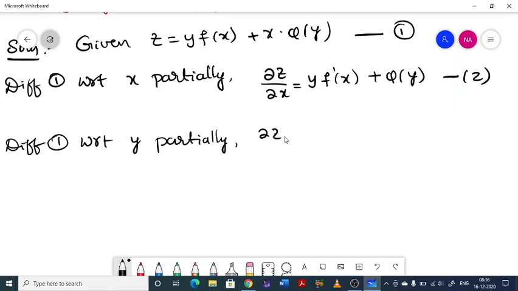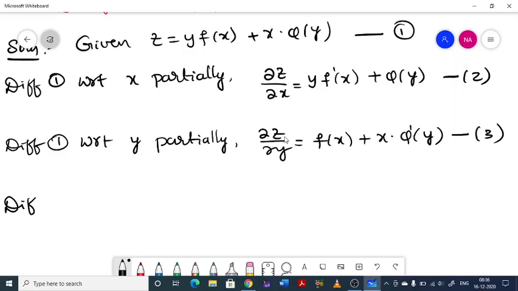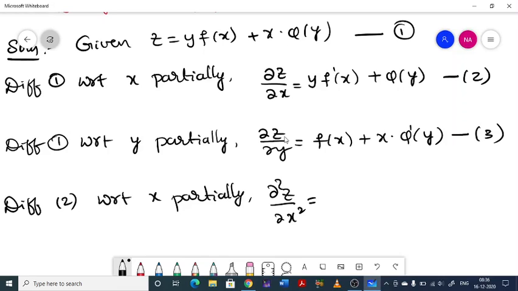So I'll get ∂z/∂y equal to f(x) plus x into φ'(y). From equations 2 and 3, eliminating φ and f is difficult, so let us go for higher derivatives. Differentiating equation 2 with respect to x partially twice, I'll get ∂²z/∂x² equal to y into f''(x) plus, this is φ(y), that vanishes.